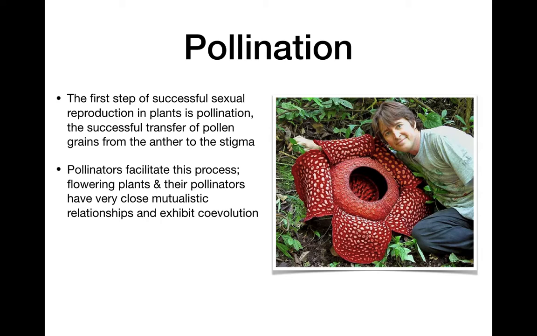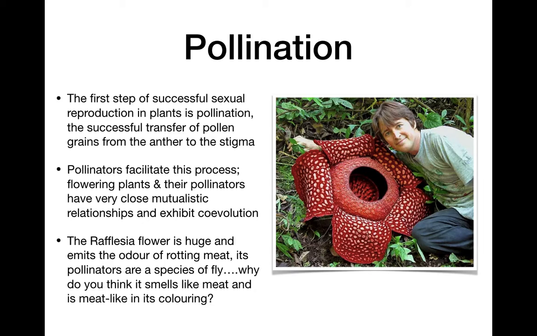The way in which flowers attract pollinators is based on what the pollinators desire, and they evolve very close together. For example, this is the Rafflesia flower. It's found in Indonesia and parts of Malaysia and Borneo, and people will hike forever to try and see one. They're huge. You can tell the scale of the picture. It emits the odor of rotting meat. That's the smell of its flower, and its pollinators are a species of fly.